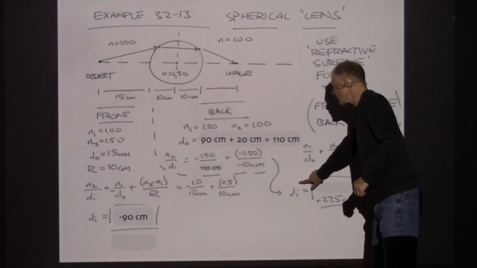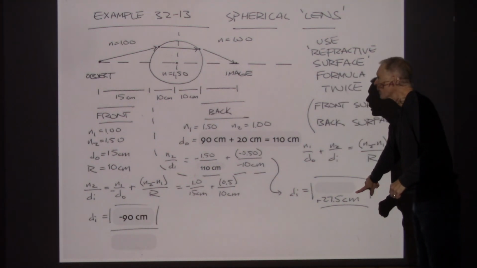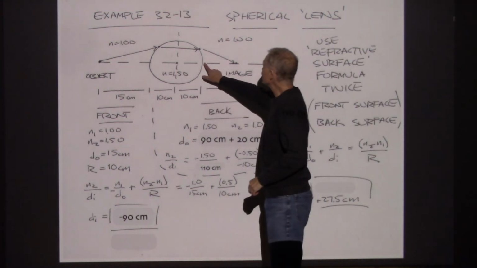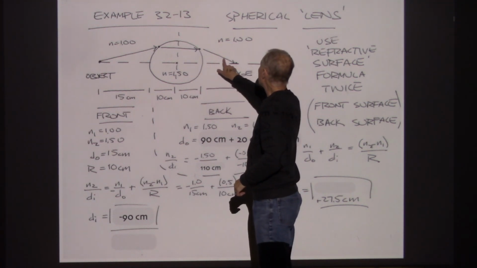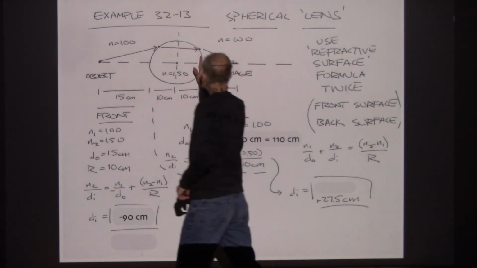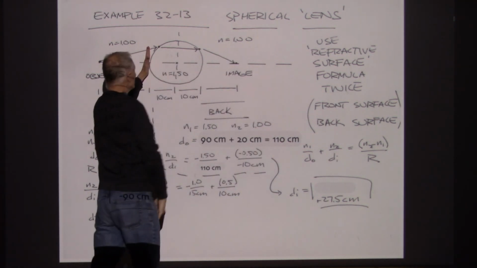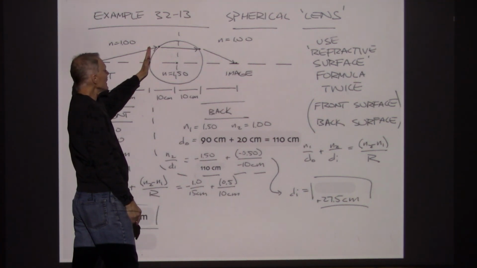a DI, there it is. The DI worked out to be plus 27.5. Now that's going to be measured from here back out to here. So those values are measured from the second surface, which is here. The first set of values are measured from the first surface, which is here.